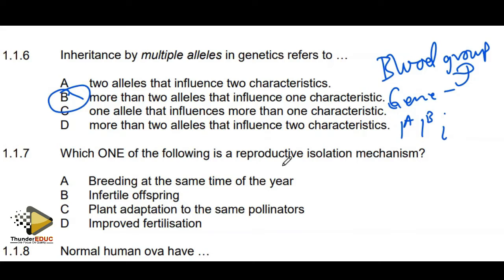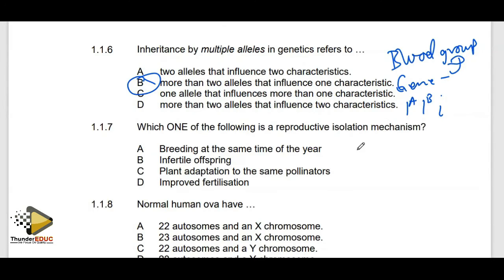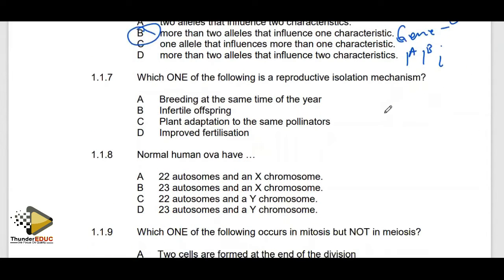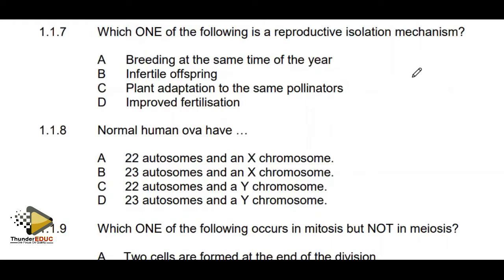Which one of the following is a reproductive isolation? When you talk about reproductive isolation, it means that the organisms are being isolated as a result of the reproductive strategy or the reproductive mechanism. So they are saying that breeding at the same time of the year, they can't be isolated if they are the same time of the year. Infertile offspring, this one is correct. Plant adaptation to the same, if it is the same pollinating agent, then they can't be isolated. Improved fertilization, this just increases the ability to bring about fertilization. So the answer is going to be B.